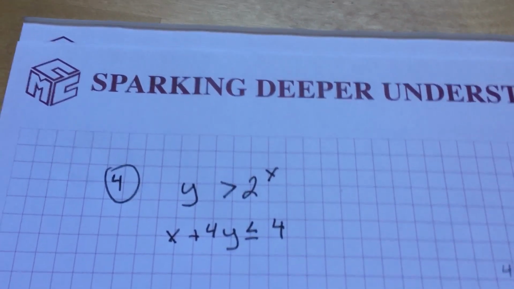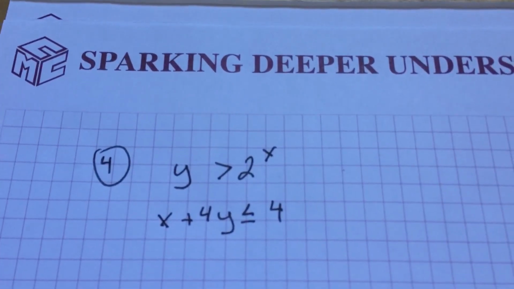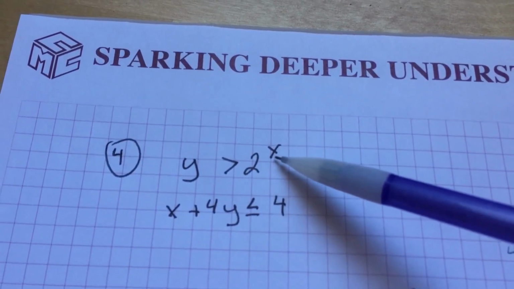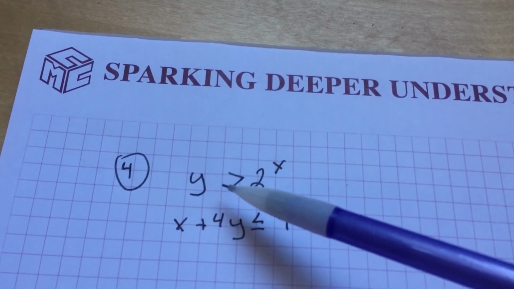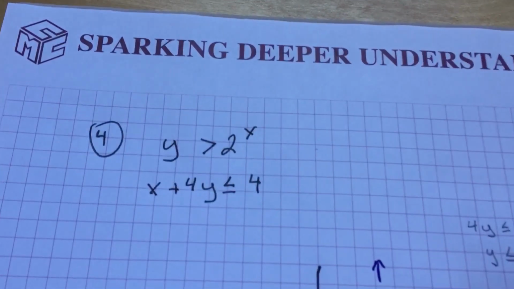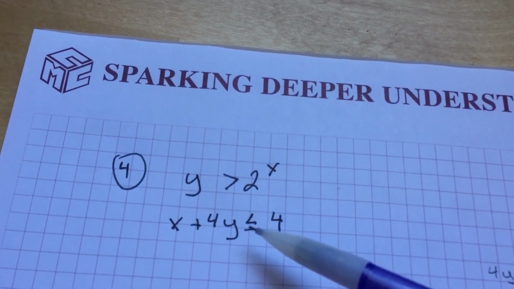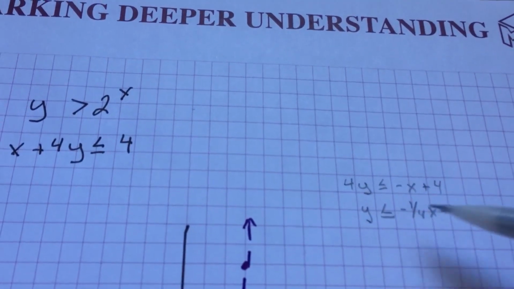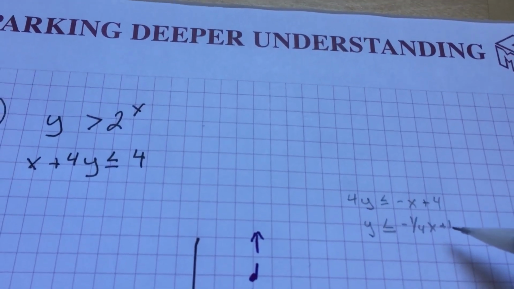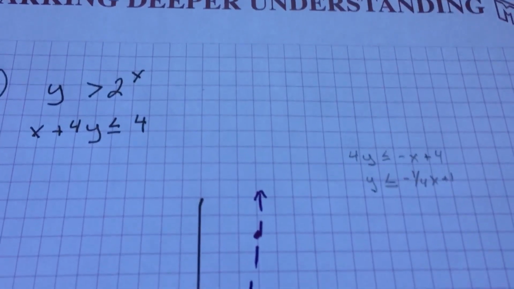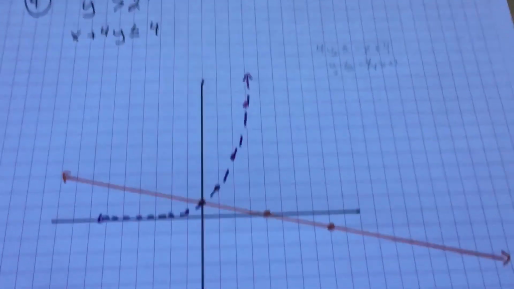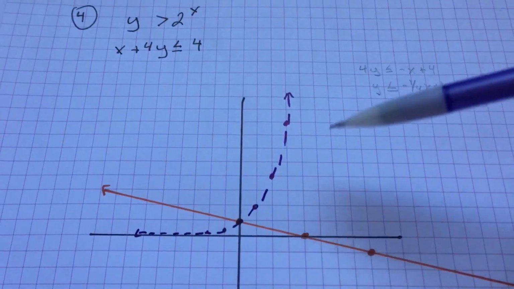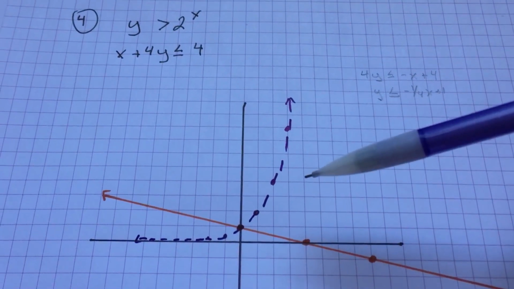Okay, so we're back and let's just walk through this carefully. My top equation is exponential. It's not going to be solid, it's going to be dashed. And the second equation will be solid. I changed that already over here. You see my work for y: divide everything by 4, and I have my line equation. So this is what my line and my exponential graph are going to look like.